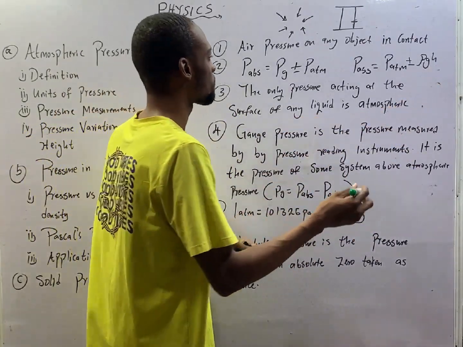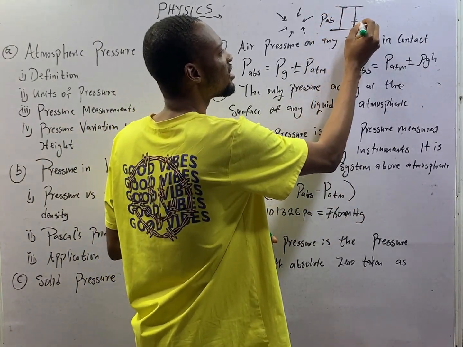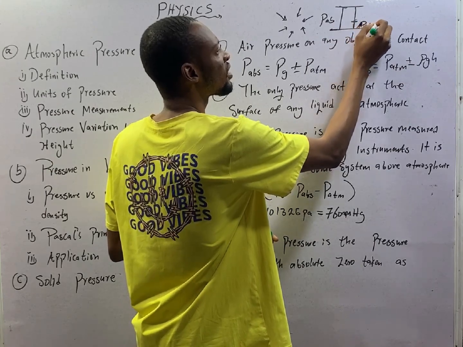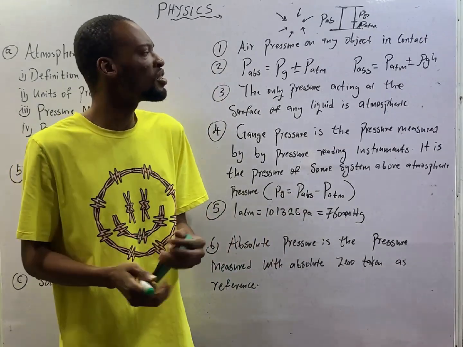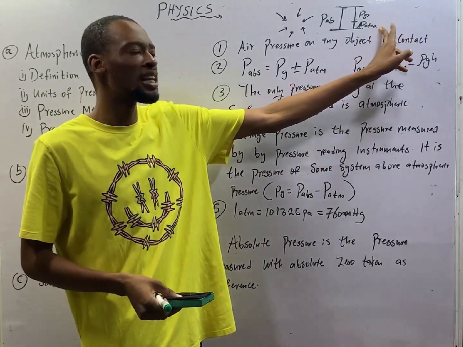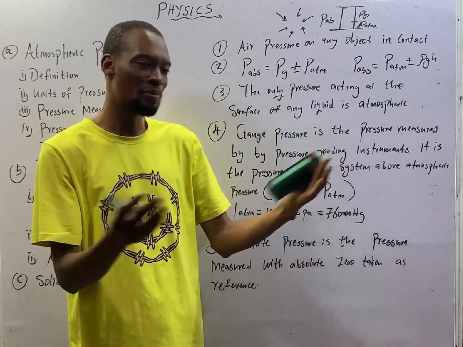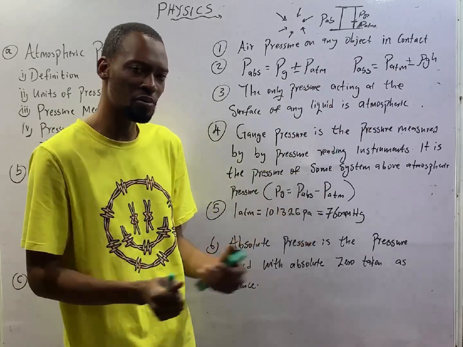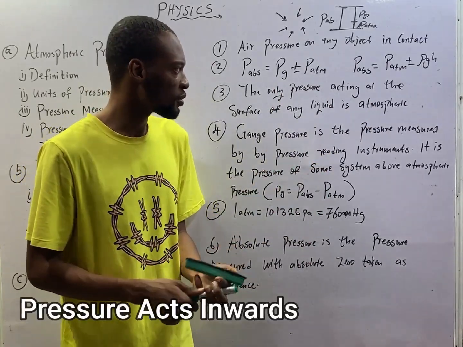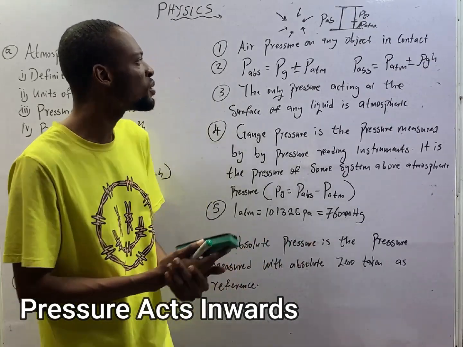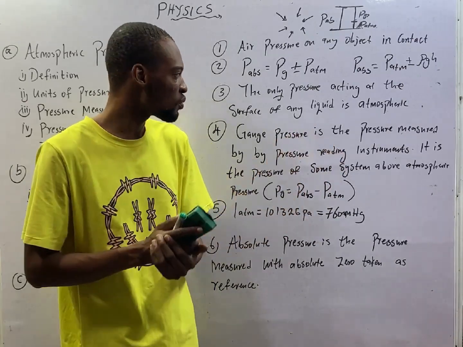And if you have something like this, here is absolute pressure from here to here. Here is atmospheric pressure, and here is gauge pressure. This implies that absolute pressure is gauge pressure plus atmospheric pressure. Absolute pressure is the total pressure acting on an object, and it is a combination of the gauge pressure and atmospheric pressure. And I already said that atmospheric pressure is the pressure air exerts on objects it comes in contact with.